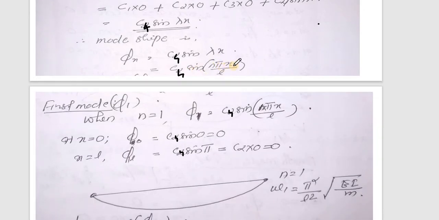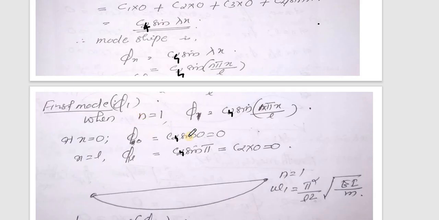Okay. Now we have to find out the mode shapes. How will the mode shape be? So now φ(x) is equal to, from this, C1 is 0, C2 is 0 and C3 is also 0. The only term is C4 sin λx. So φ(x) is equal to C4 sin λx. What is λ? nπ by L. So φ(x) is equal to C4 sin(nπx by L).